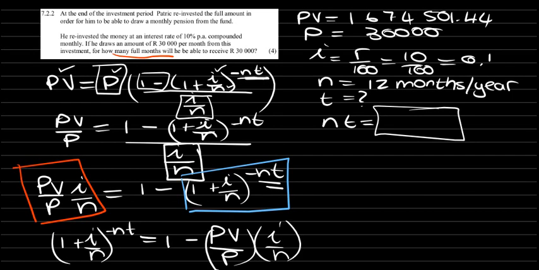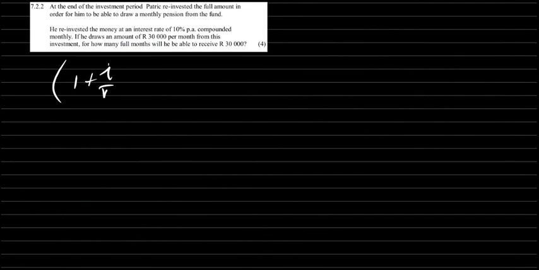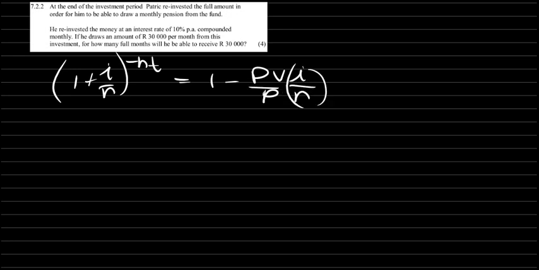Okay, so we are now at a point where we've separated most of the operations we've undone. There's one more thing that we need to do. What was it? (1 plus I over N) to the power of minus NT equals P times (1 minus PV over P times I over N). We are multiplying these two with each other.